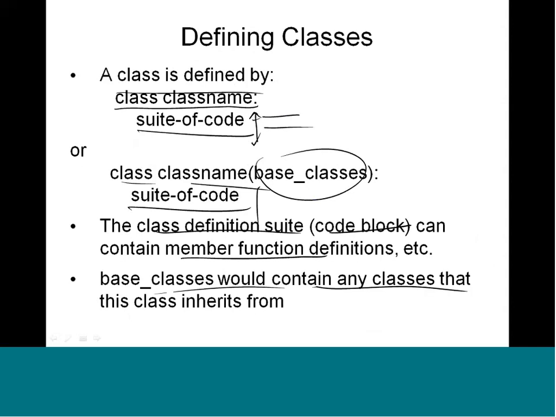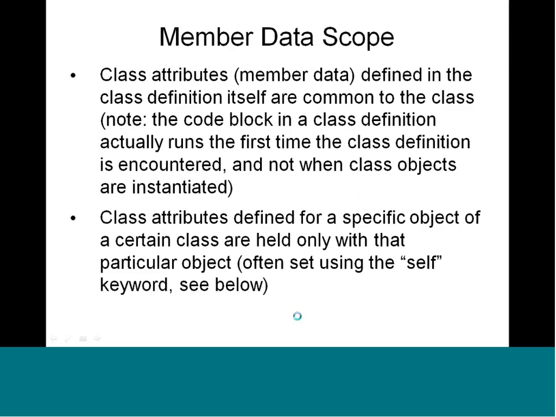The base classes would contain any class that this class inherits from. Now, what is the scope of the member data? The class attributes, that is the member data, defined in the class definition itself are common to the class.